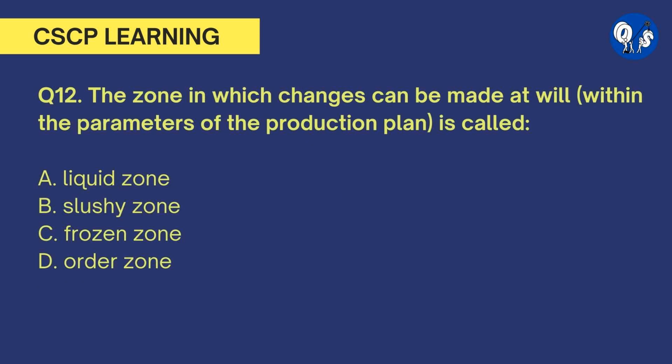Question number 12. The zone in which changes can be made at will within the parameters of the production plan is called A. Liquid zone, B. Slushy zone, C. Frozen zone, D. Order zone. The correct answer is A.